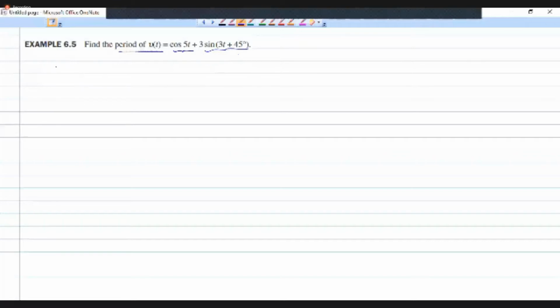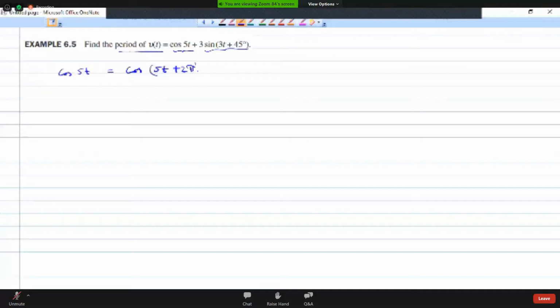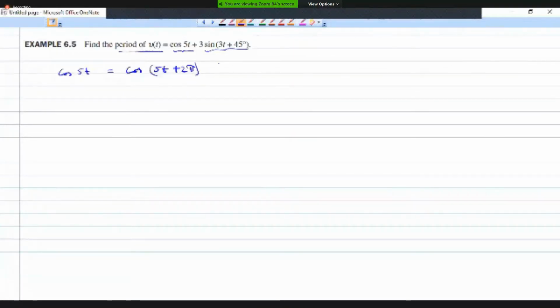So how do we start? Let us take the first function as cos 5t. That is our v1 of t. If we take cos of 5t, we can write it as periodic, right? It could be written as cos of 5t plus 2 pi, because we know that cosine is periodic with a phase angle of 2 pi. So I can write it like this, right? If I add 2 pi to this angle 5t, then it will give back the same value, right?